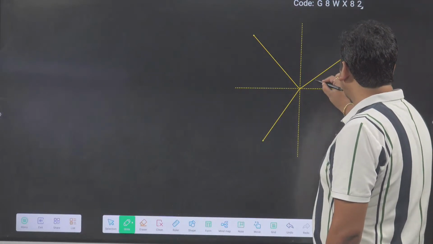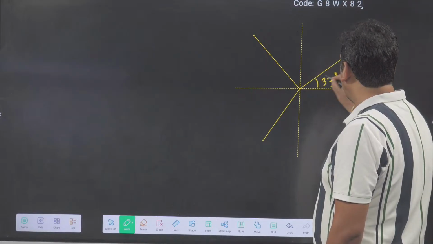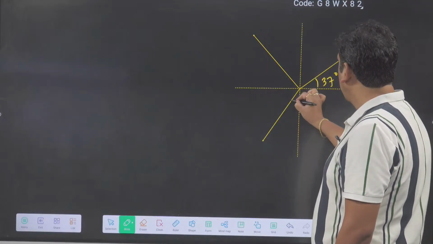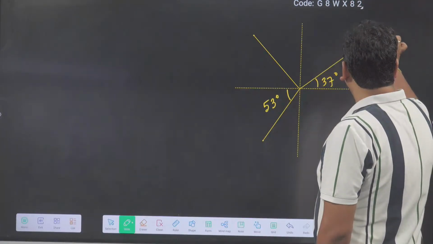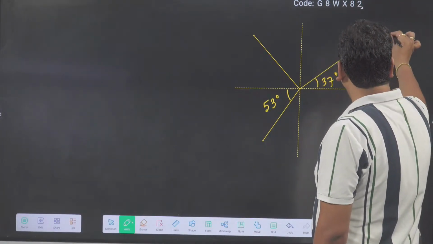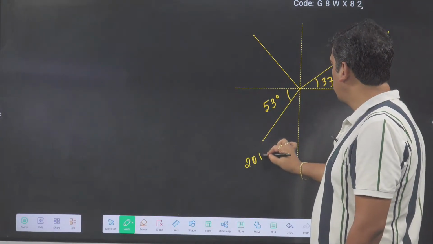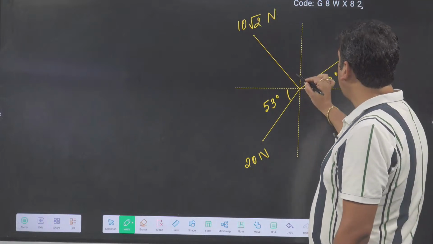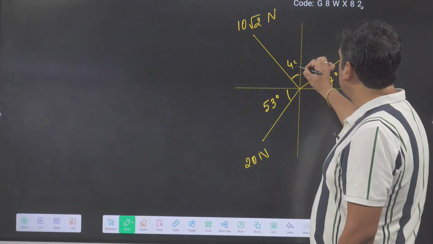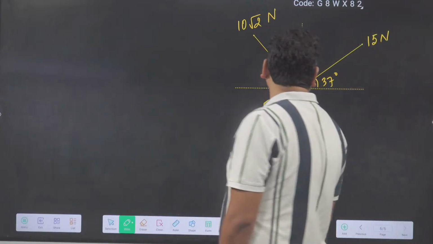Let's say this angle is 37 degree. This one is 53 degree. This is 15 Newton. This one is 20 Newton. This is 10 root 2 Newton. This angle is 45 degree.